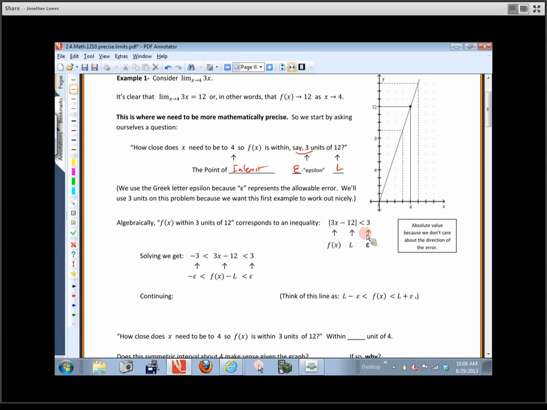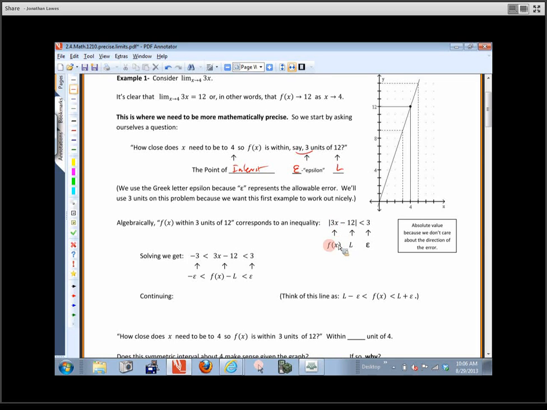Does that make sense? Absolute value doesn't care which direction, it just cares how far. And we want to make sure that the distance that it is from 12 is less than 3. Okay? See why we need absolute value on there. It may not be fun, but that's why we need it on there. Okay? So again, this right here is the function.